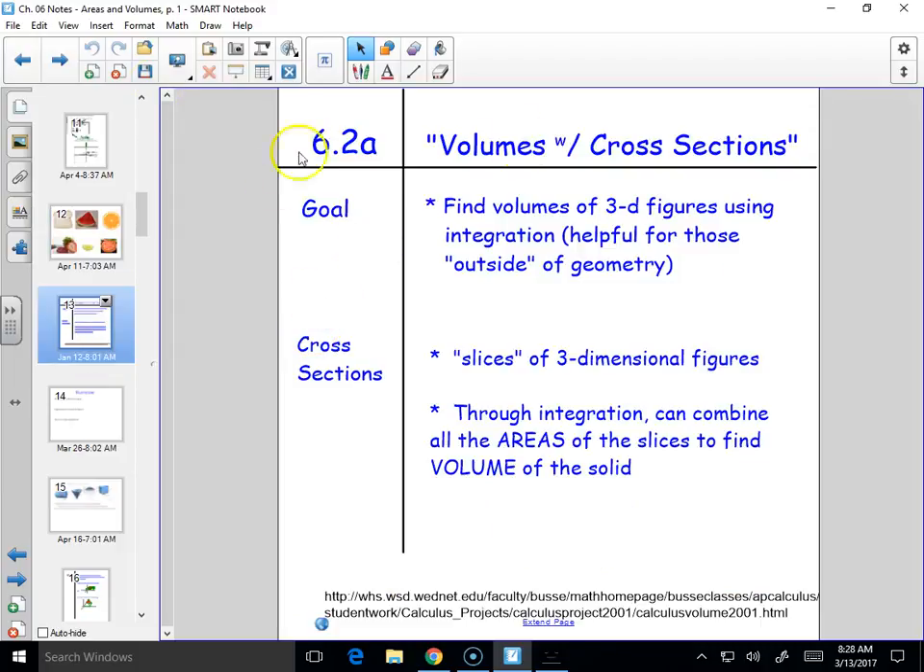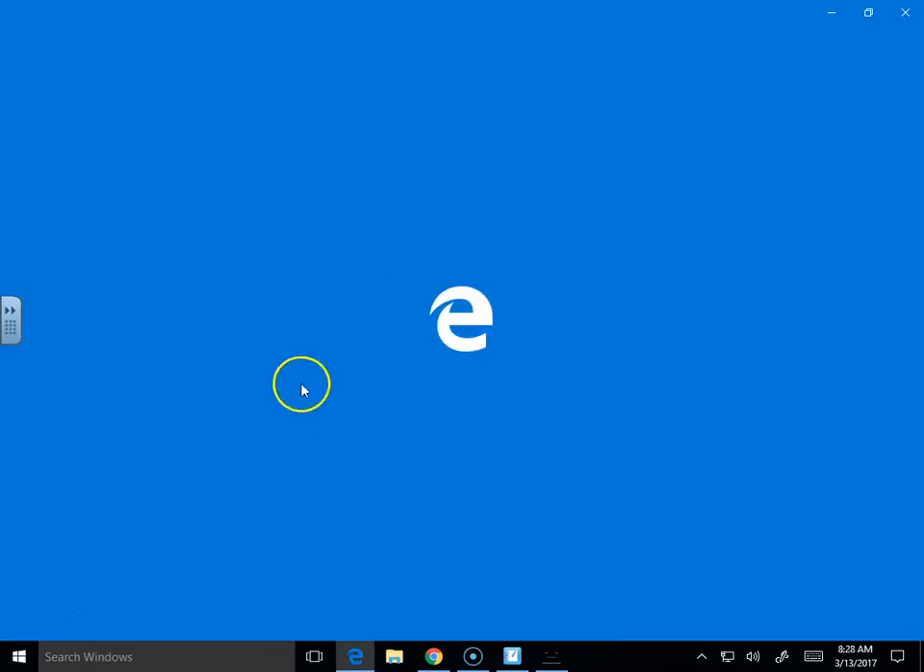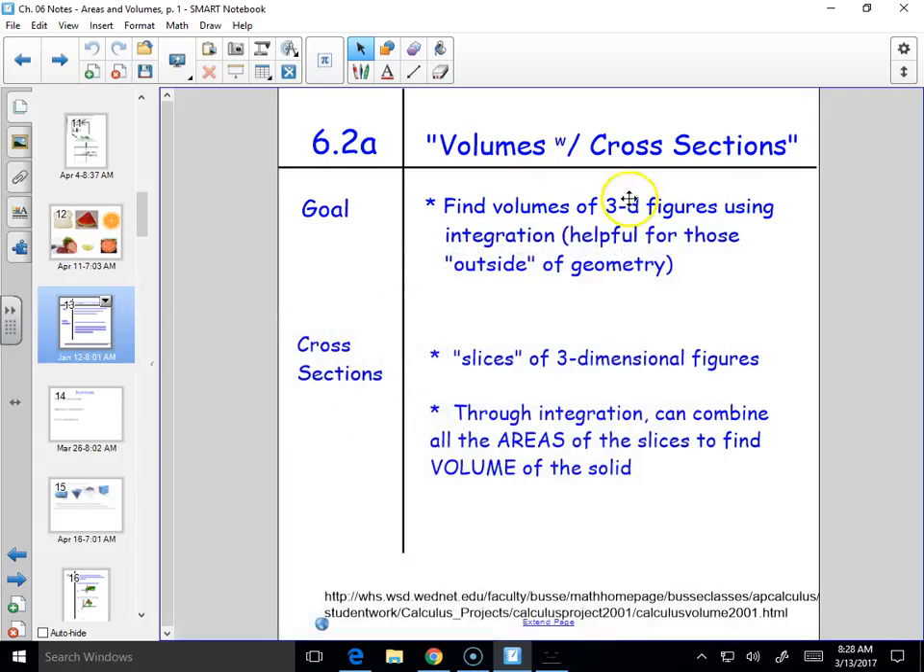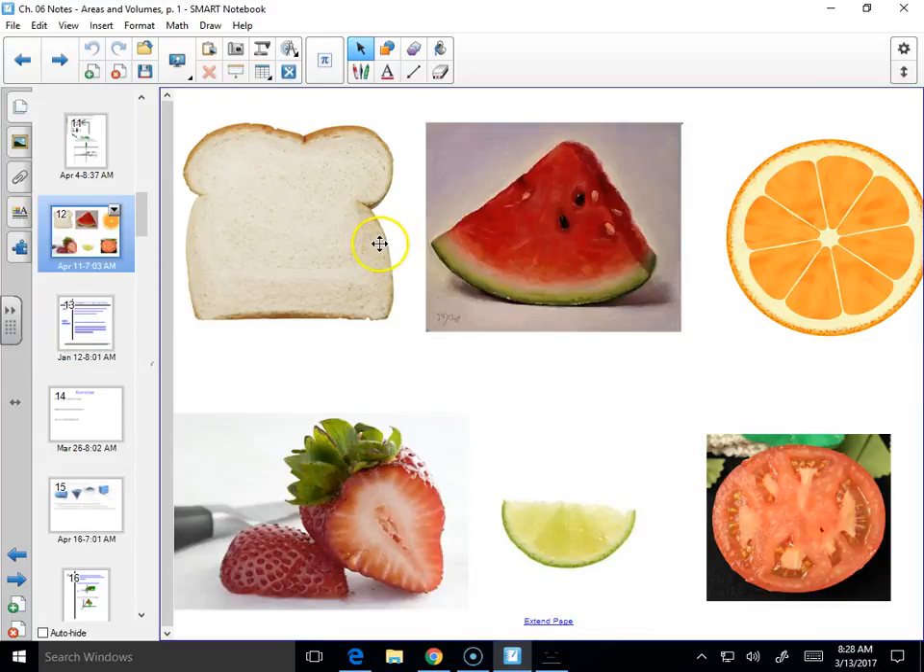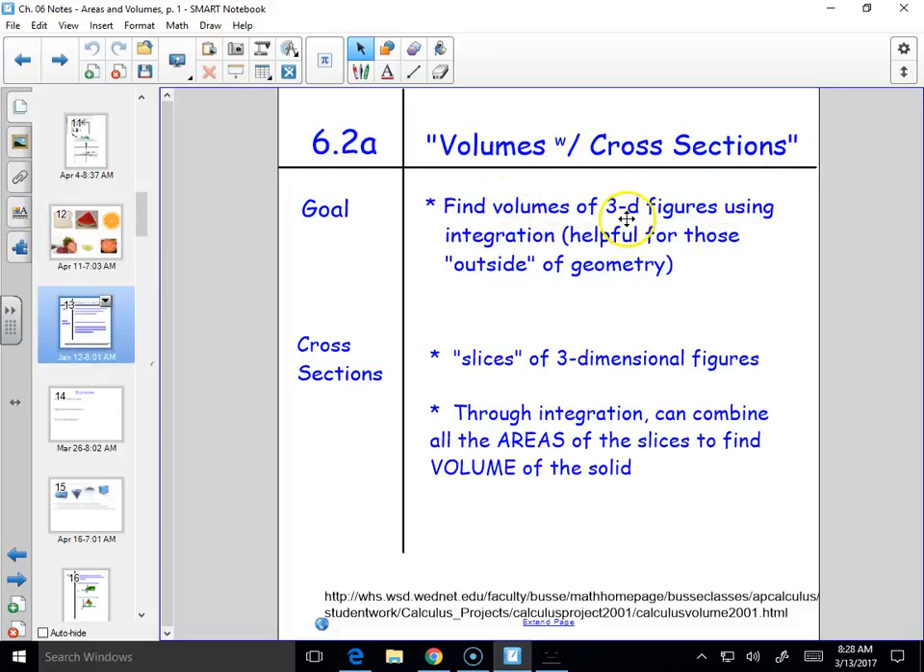Okay, here we go. What have you guys written down so far? Find the volumes of three-dimensional figures using integration, helpful for those outside of geometry, like a loaf of bread. Although that's not one of the most common ones, I'm just trying to show you it's not rectangular. Struggle: how will we know the volume of a loaf of bread? We break it down, figure out the volume of a slice, and then add all the slices together. But we don't want to do that by hand. That sounds kind of messy, like Riemann sums. Maybe integration can help us, and it can.